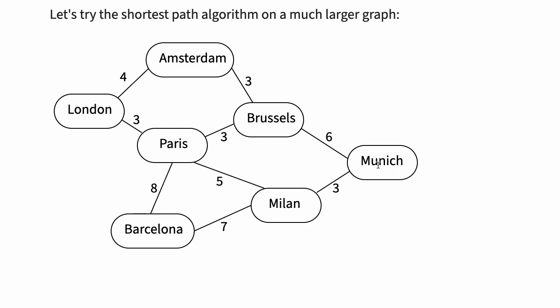Finally, we have Munich. Munich has two neighbors, Brussels and Milan. The distance to Brussels via Munich is 17. 17 is greater than 6, so Brussels stays unchanged. The distance to Milan via Munich is 11 plus 3, which is 14. 14 is greater than 8, so Milan stays unchanged.